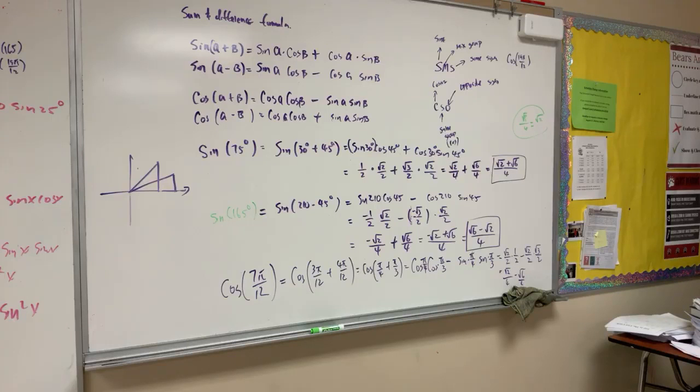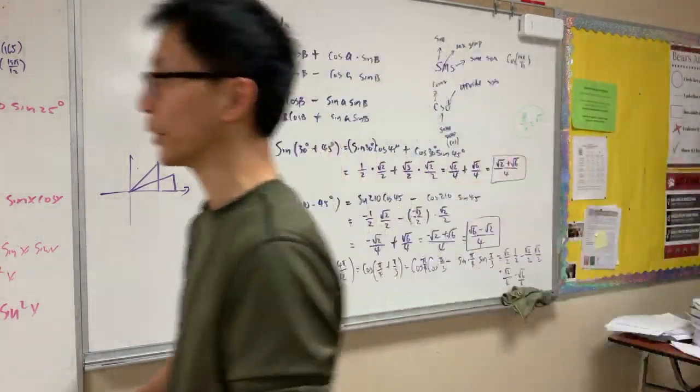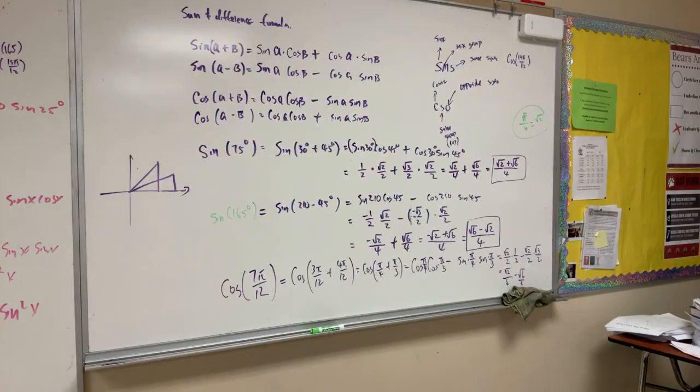A question: can there be more than two angles in the formula? Can it be three angles added together? Yeah, that formula gets disgusting. I don't even know how. So I'd rather do it with two. Okay, I just have to leave that out there.